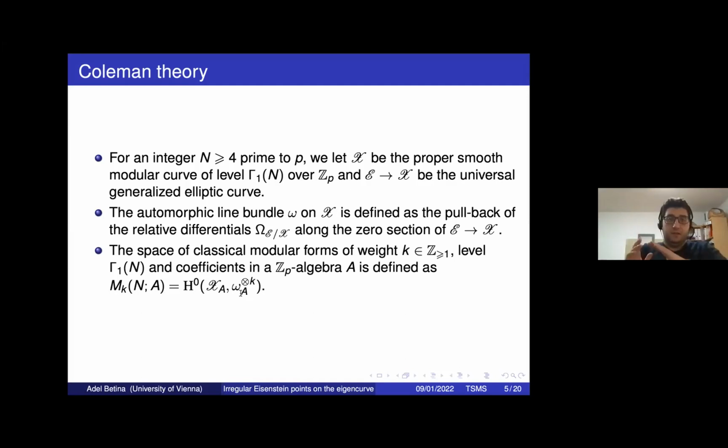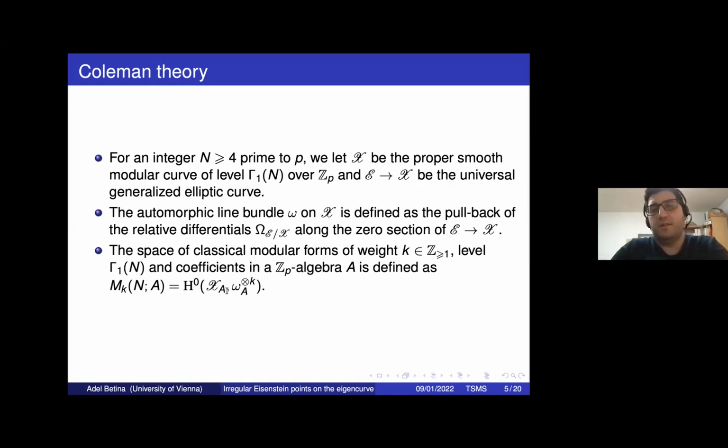So at the end of the day, sorry, here I was a little bit sloppy. Here you can consider just Z and you invert N. You don't need to go to Z_p, but you can take Z and invert N such that if you pick A equal to the complex numbers, you get the modular forms that I defined before. So at the end of the day, the modular forms, you can see them as a section of a certain line bundle on the modular curve.